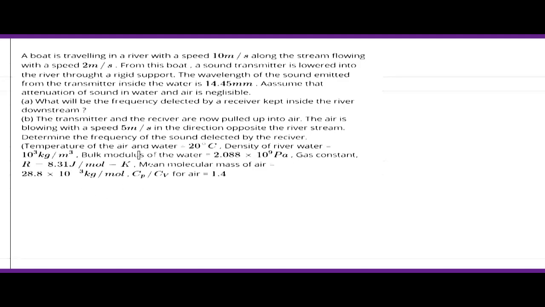Here they have given us the temperature of air and water, the density of river water, bulk modulus, gas constant, the mean molecular mass, and Cp by Cv for air. So we are going to use all these in a formula here to solve this question. Now we will use the Doppler's effect.